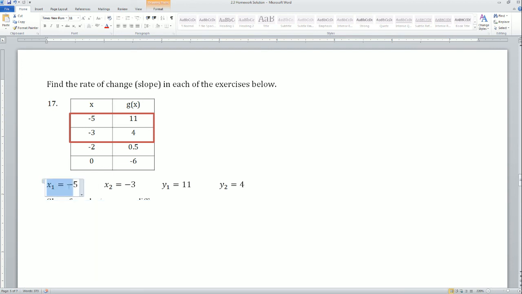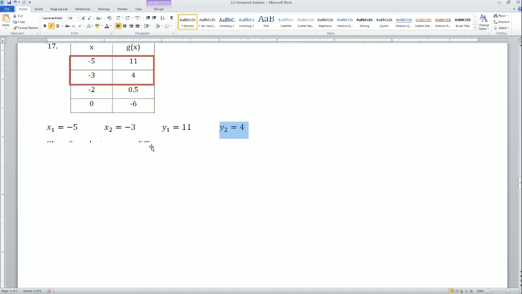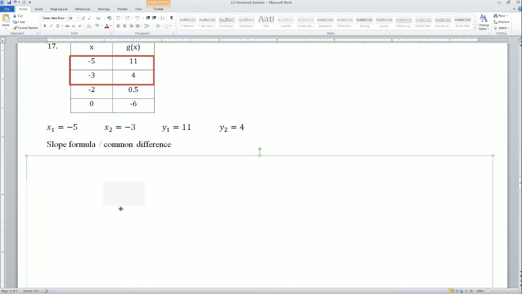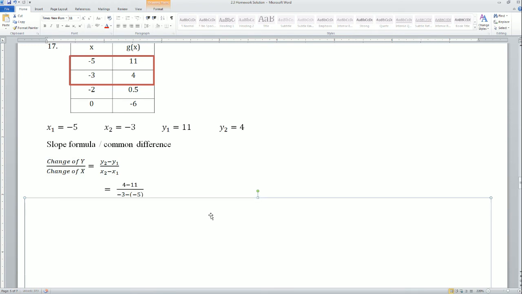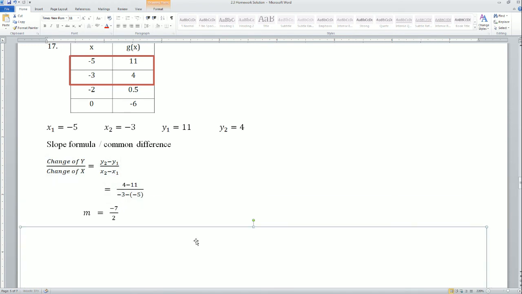Okay, I highlighted the first x term I'm using, negative 5. The second one is negative 3. The first y is 11, and the second y is 4. This just comes from the ordered pairs in the chart. Slope formula, y2 minus y1 over x2 minus x1, plug it in. Simplify, gets me negative 7 over 2.